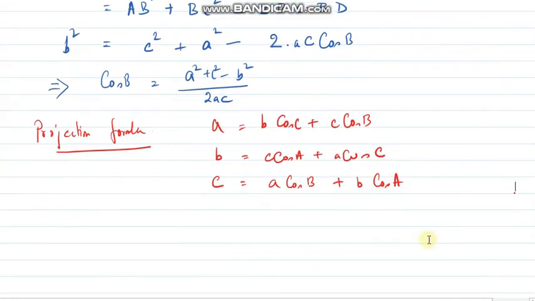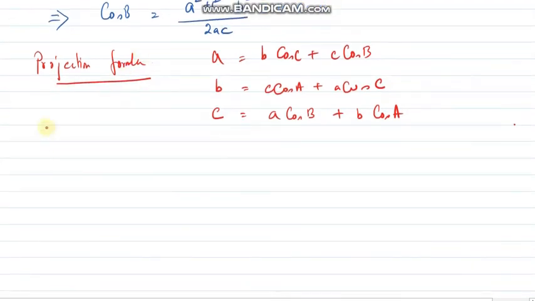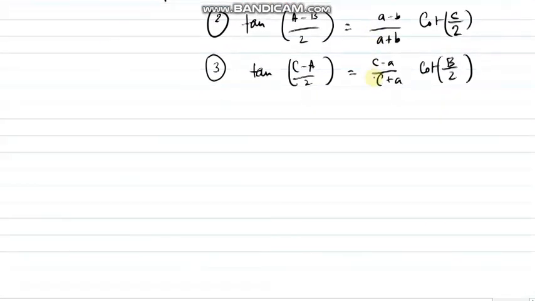So further, if I proceed to Napier's analogy, how do we prove Napier's analogy? We have three Napier's analogies. So we have three analogies here. I'm just going to write them. So these are the three Napier's analogies. I had already written them there. So how to do this?